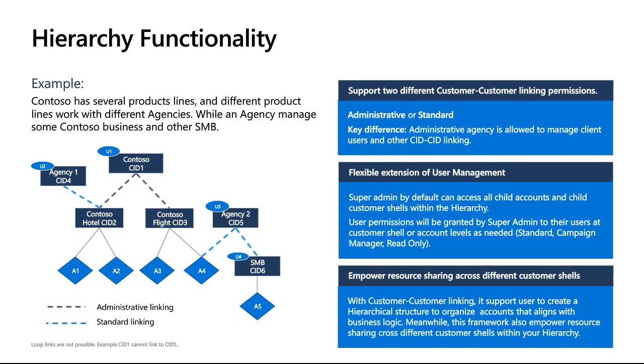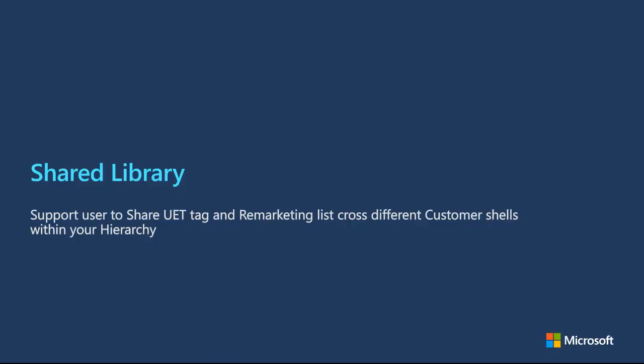So lastly, hierarchy will also empower resource sharing across different customer shells. After you build your hierarchy, you can easily share some key campaign resources across different customer shells. So next, we are going to talk about our next capability, share library. In our first version, we will support users to share UET tags and remarketing lists across different customer shells within your hierarchy.